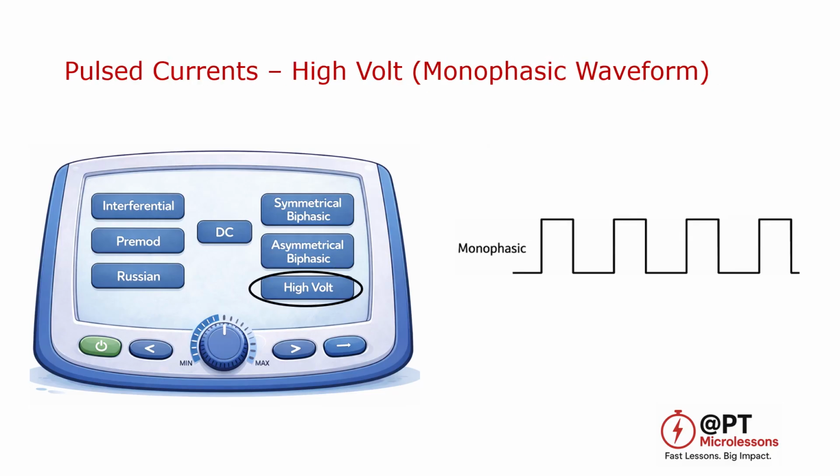Now, another common pulse current waveform is monophasic current, more commonly called high-volt pulse current. And unlike biphasic waveforms, this does not alternate polarity with each pulse. So because of that, there's a greater risk of charge buildup, which can lead to tissue irritation. But clinically, this is used differently. High-volt pulse current is commonly used for edema management and for wound healing.